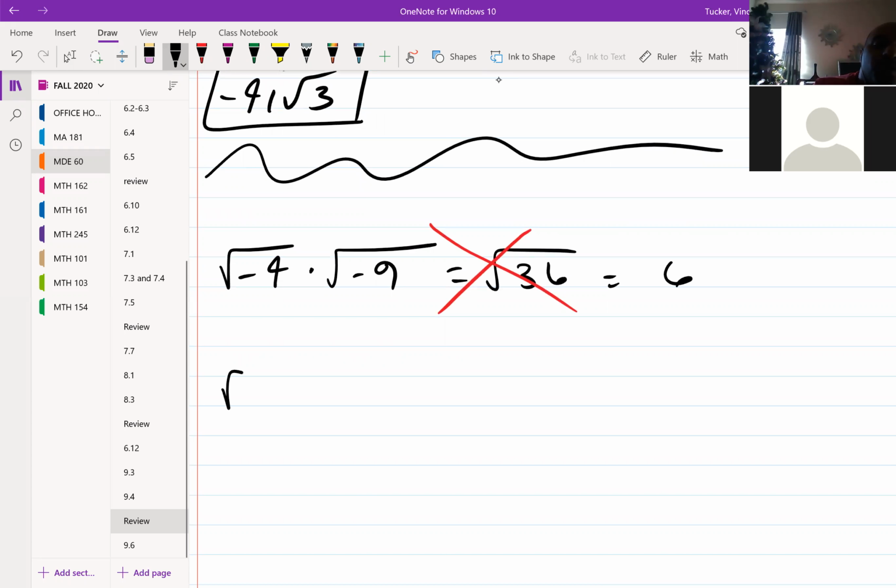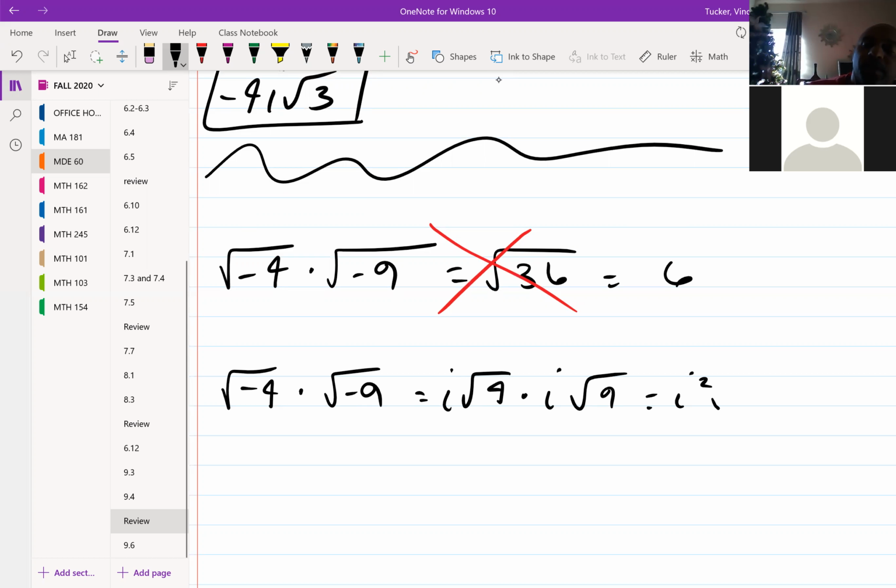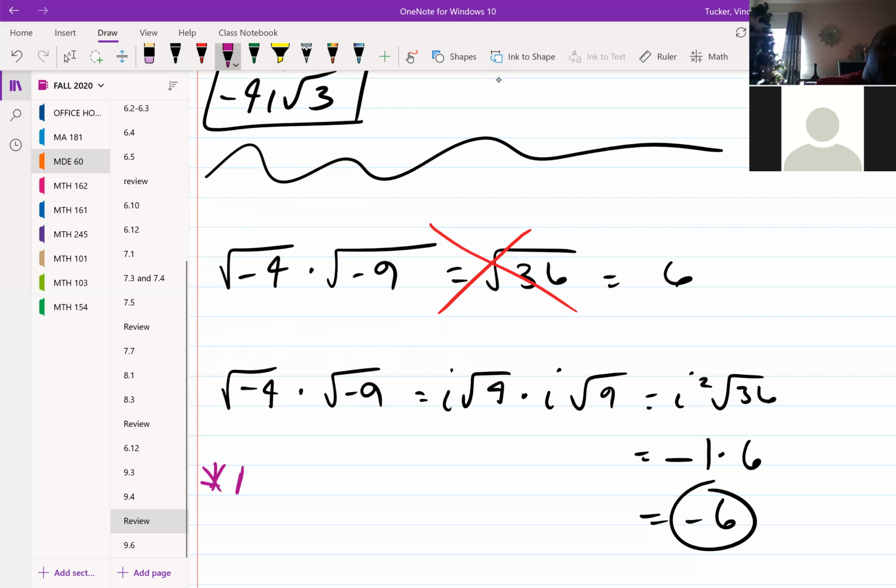What you want to do, and I know we could take the even root of these, but let's say we didn't see that, I still have to take out the i. Now when I multiply these together, I get i squared times the square root of 36. We already mentioned that i squared is -1, and the square root of 36 is 6. So now we see that the answer is actually -6. So you always want to take out the i first.